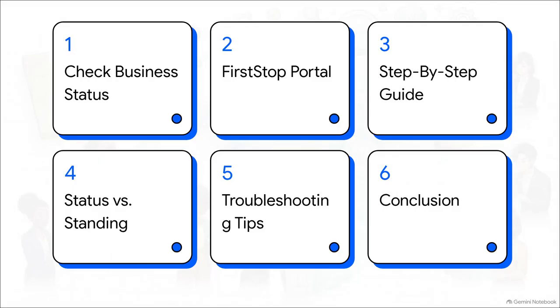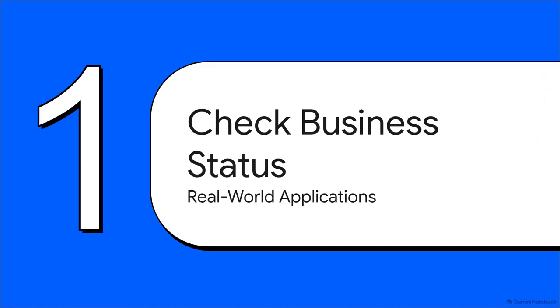All right, here's a quick look at our roadmap for today. First, we'll talk about why you should even check a business's status. Then, we'll explore the First Stop portal. Third, we'll walk through a step-by-step search guide. Fourth, we'll decode status versus standing. Fifth, I'll share some troubleshooting and pro tips. And finally, we'll wrap up with a brief conclusion and disclaimer. Okay, let's jump right into Section 1, Why Check Business Status. We'll look at some real-world applications and the different entity types you'll encounter.